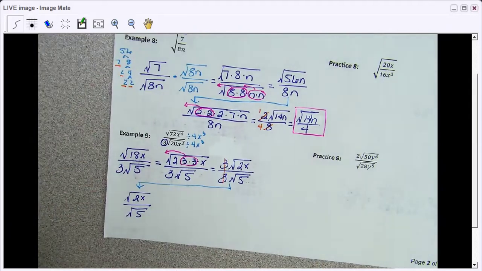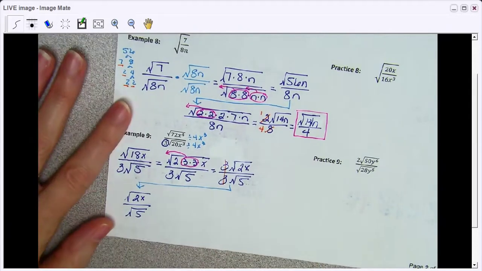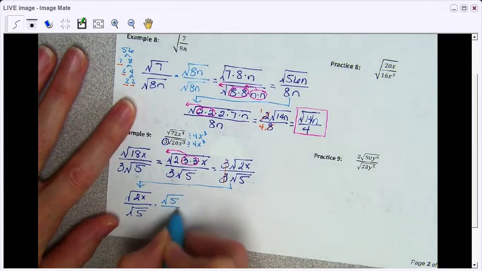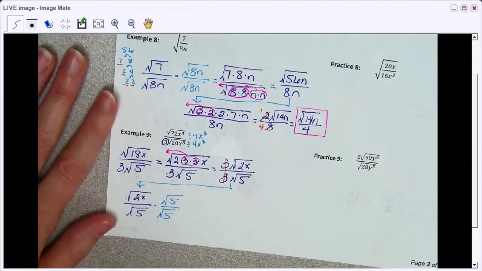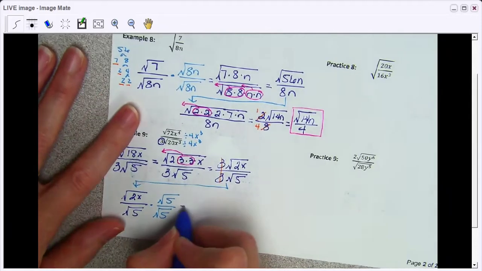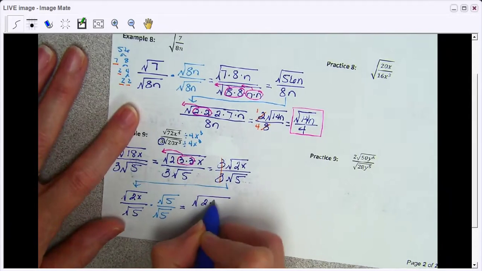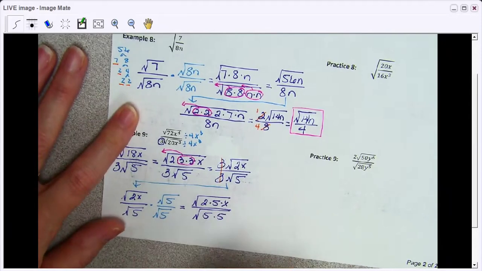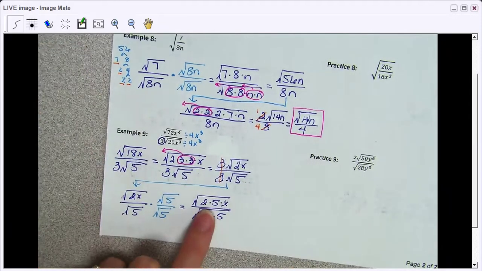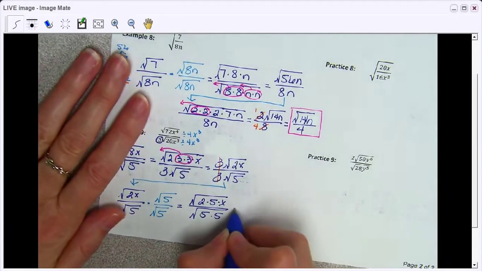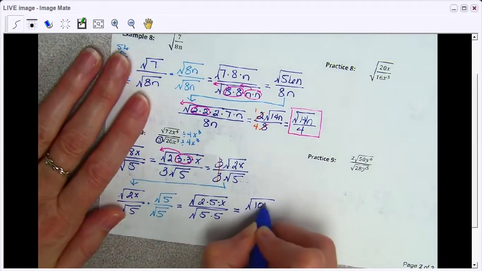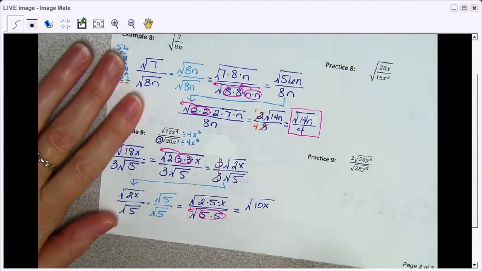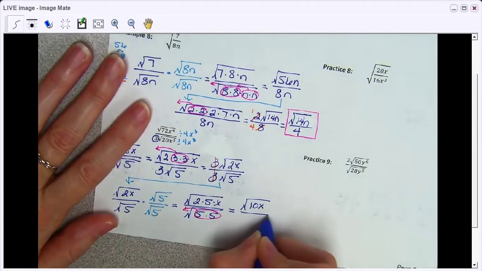And we have another step. We cannot have a radical in the denominator, so we have to rationalize it. That means that we're going to multiply the top and the bottom by the square root of 5. So when we do that, we get the square root of 2 times 5 times x over the square root of 5 times 5. Now in the top, there's nothing to factor out. So that's just going to be the square root of 10x. But on the bottom, we can factor out those 5's, and those go out of the radical.